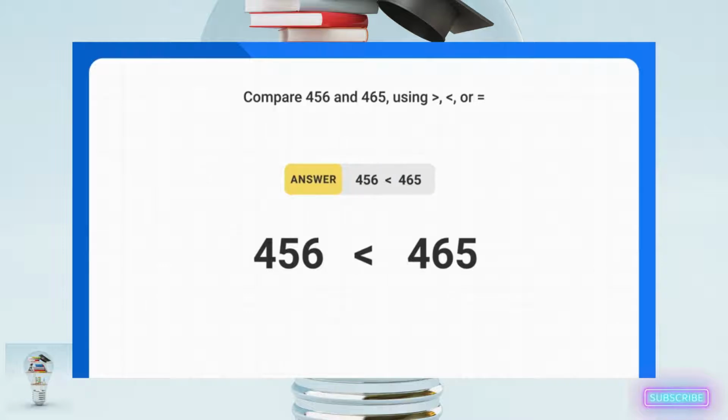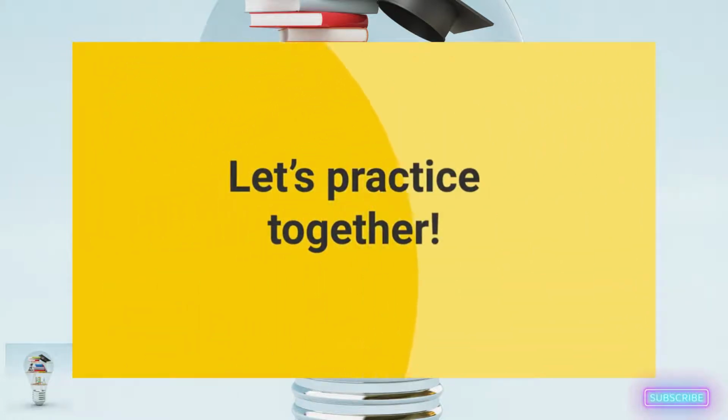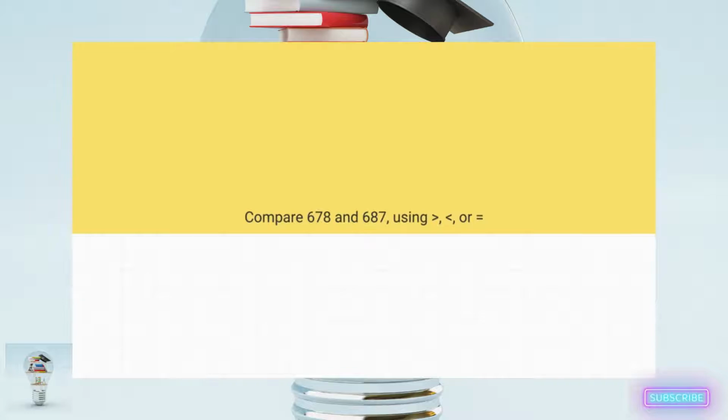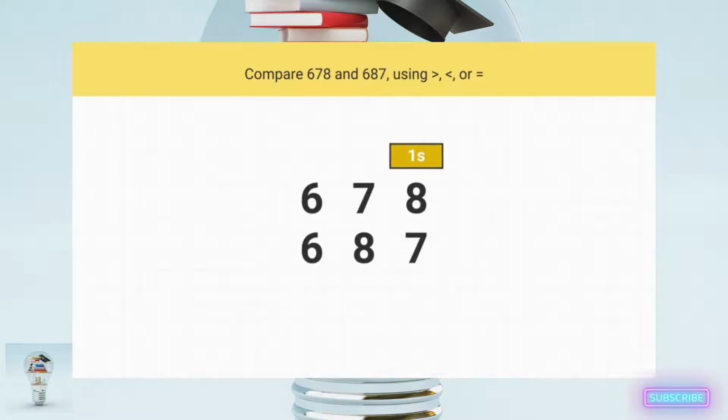Today, you'll be comparing numbers just like I did. Let's start by doing one together. Let's compare 678 with 687 using the greater than, less than, or equal to symbol. We can always start by stacking our numbers on top of each other. Remember to make sure the ones are on top of ones, tens on top of tens, and hundreds on top of hundreds. Now, which digit should we compare first?